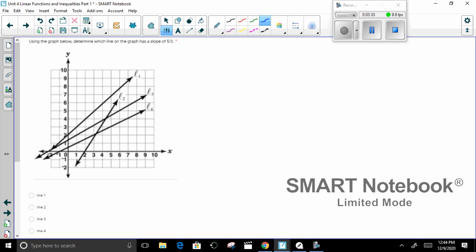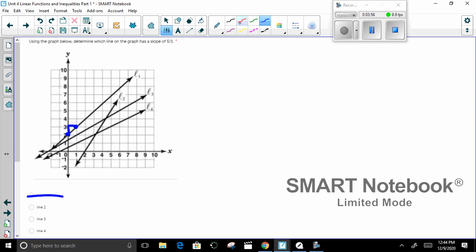Use the graph below. Determine which line on the graph has a slope of 5/3. I got a lot of lines here. Okay, so let's find 2 points on every line and see which one has a slope of 5/3. So this top line right here looks to me like that slope is 1 over 1. So L1 is out of there.